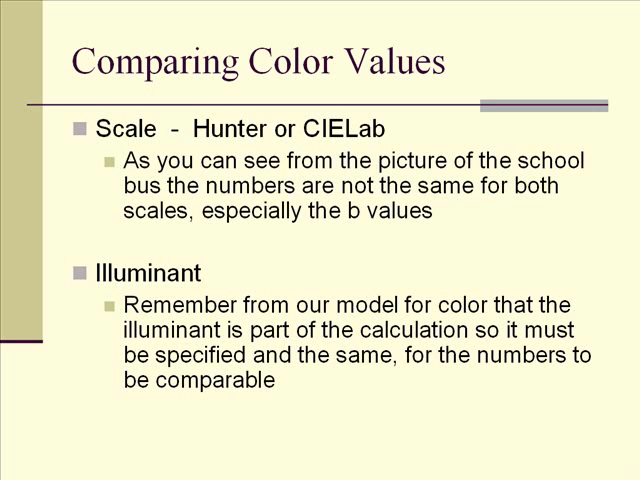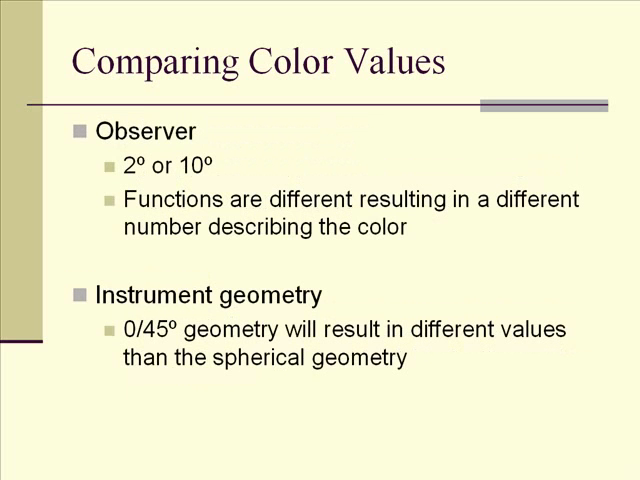So you either have to have D65 or illuminant A or cool white fluorescent. You know, it can't be two different fluorescents. It can't be D65 versus D75. Those are all different. 2-degree or 10-degree observer: I mentioned the functions are different, resulting in a different number describing the color. And the instrument geometry, the 045 geometry, will result in different values than the spherical geometry. It shows the difference in the values.